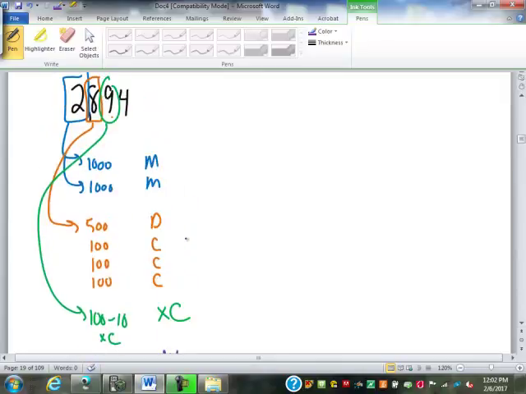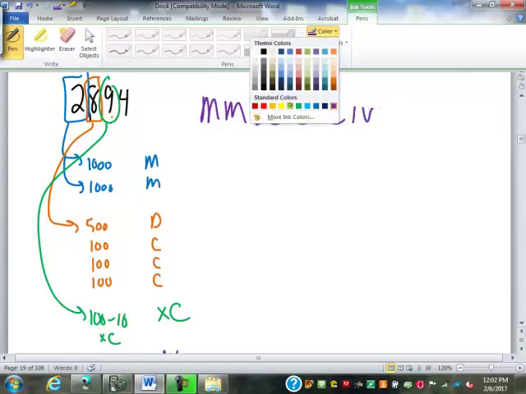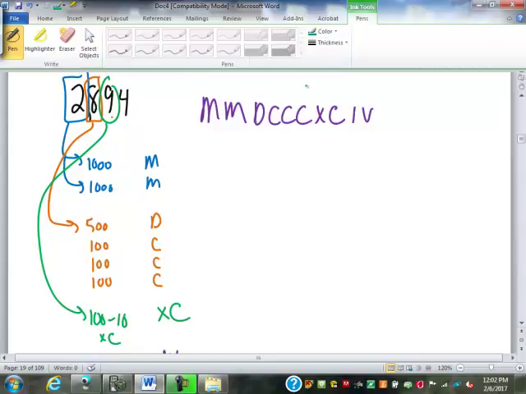So 2,894 is MM for the 2,000, DCCC for the 800, XC for the 90, and IV for the 4. When we're converting from our standard numbers into Roman numbers, it's a little bit easier to see why they only subtract the 10s instead of the 5s, because you don't know what the next digit is as you're converting.